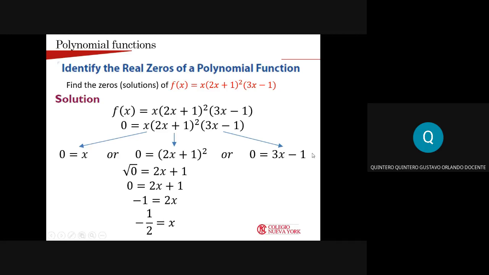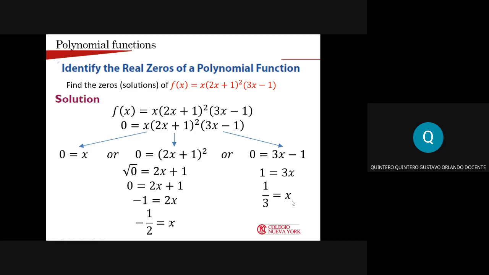Can you isolate it in here? Well, sure, right? All you have to do is just pass the negative 1 to the other side as positive, right? So we have 1 equals 3x. And then the 3 is multiplying, so we're going to pass it to divide. We have 1 over 3 equals x. Okay?